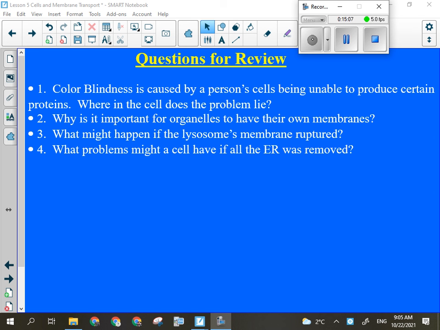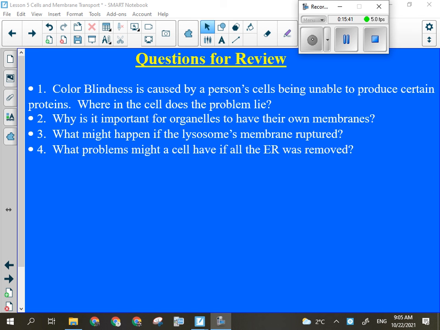Anyone know someone who's colorblind? How does it happen? Don't know. Color blindness is genetic. Okay? It's in your DNA. Okay? The problem lies in the person's DNA. There is a mutation or an error in their DNA, and so the protein that normally allows the cone cells in your eye to perceive certain colors are not producing the right protein. They're producing a protein, but it doesn't work.